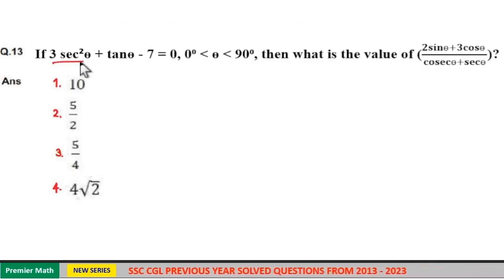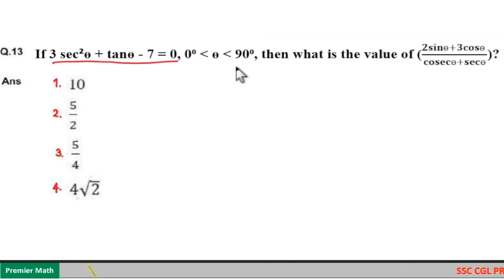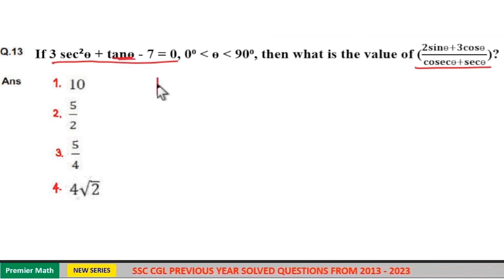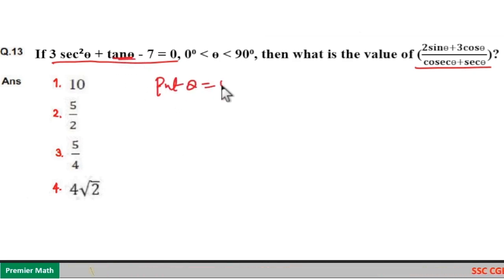If 3 sec square theta plus tan theta minus 7 is 0, then what is the value of 2 sin theta plus 3 cos theta divided by cosec theta plus sec theta? Here we have tan theta, so try to put the value of theta as 45 degrees. Tan 45 is 1. Here you have minus 7. And here 3 sec square theta.